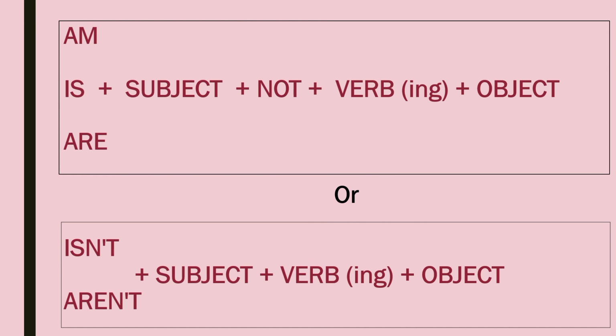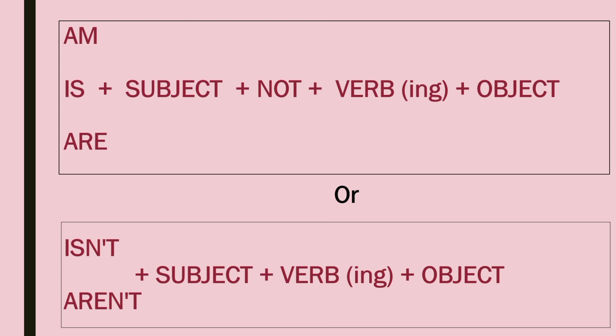So let's look at the structure. As you can see here, we have two structures. The first structure is the long form, and the second structure uses contractions. So let's focus on the first structure. As we mentioned earlier, we need to add helping verbs first, that means am, is or are. And then the subject. Especially you need to add not here because this is negative. And again it is verb with ing plus object. Am, is, are, subject, not, verb plus ing and object.